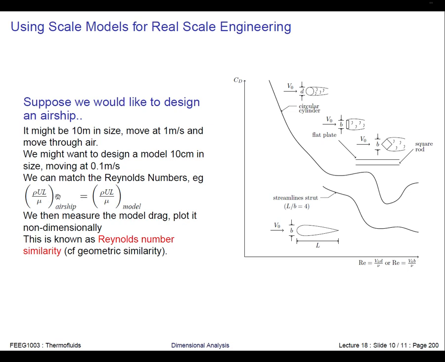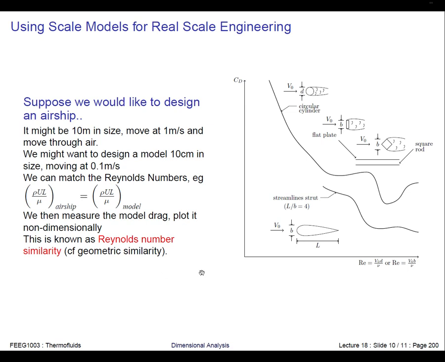And if you can do this correctly, you can match the real scale to the model scale, and then you can do the measurements. You can do this for the Reynolds number matching, and you can also do it for the drag coefficient matching. So when you do your model drag measurements, you can then convert it back to what your real scale drag measurements would be, using exactly the same procedure.